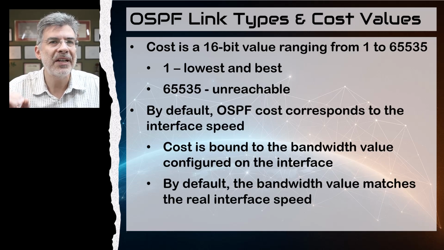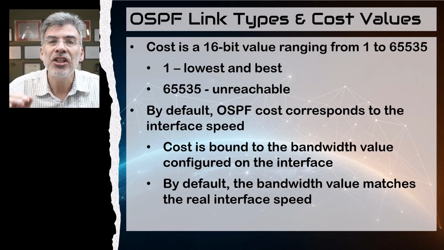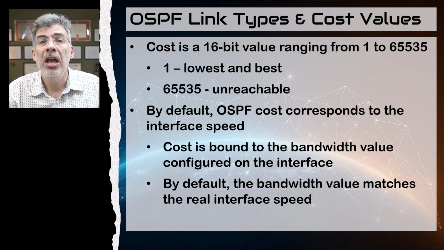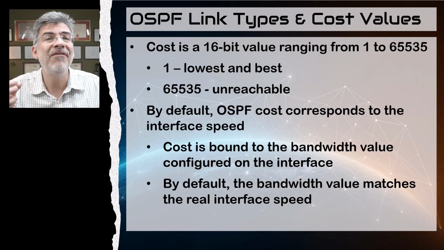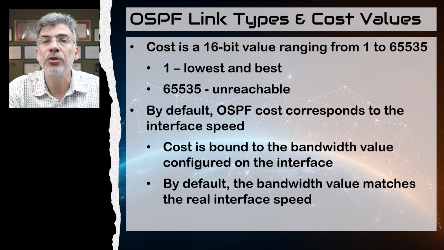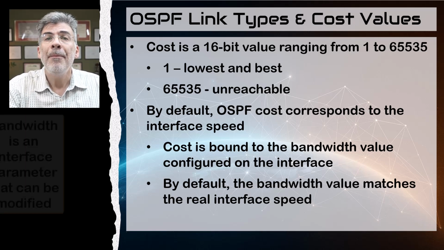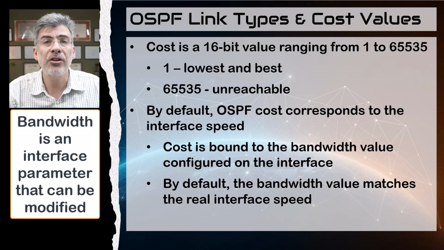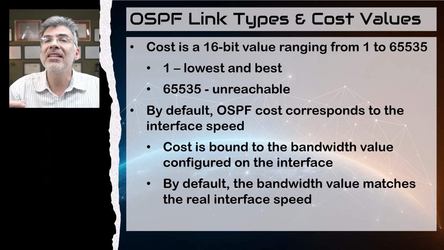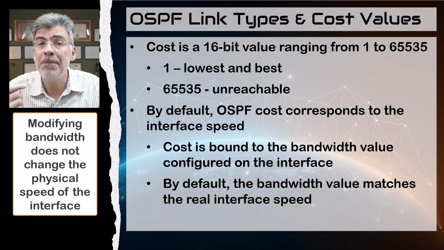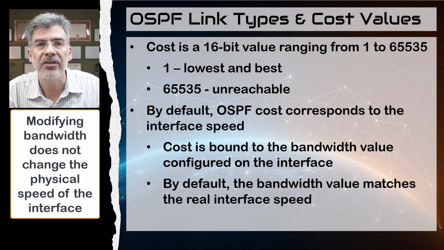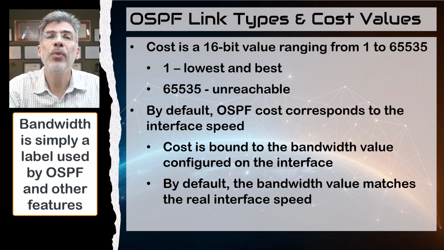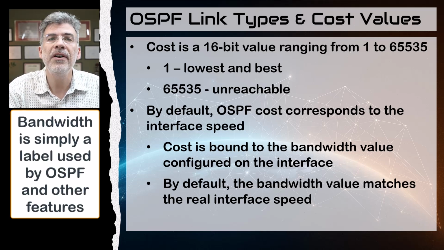Now, this needs a bit of explanation. The cost is actually bound to the bandwidth configuration of an interface. By default, this bandwidth value matches the actual interface speed. Bandwidth is a value that you can modify on interfaces, and we'll see that shortly. This bandwidth value doesn't actually change the real speed or throughput of the interface. It's simply a label that is used by OSPF as well as by other processes to function.